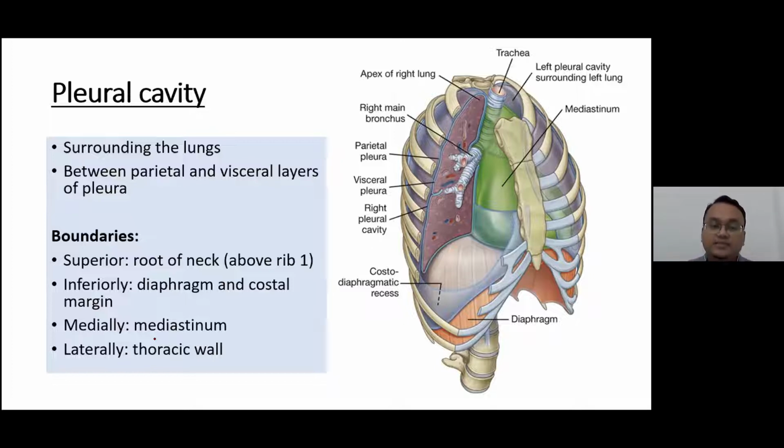Superiorly, it extends up to the root of the neck, even above rib one. So it already gets into the root of the neck. Inferiorly, it is bounded by the diaphragm and the costal margin, medially by the mediastinum, and laterally by the thoracic wall. If you can see what I'm drawing over here, these thin sheets of structures form the pleural cavity.